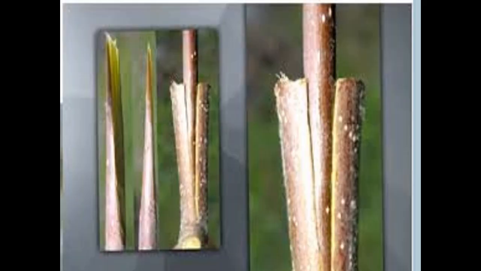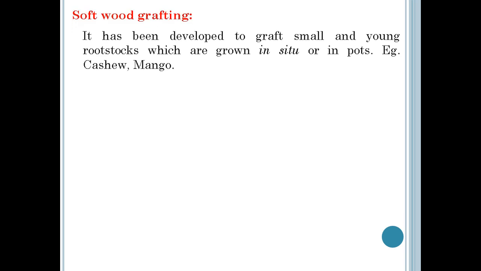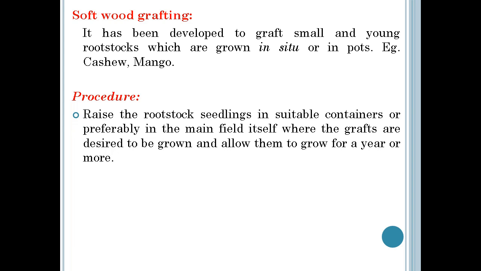Softwood grafting. It has been developed to graft small and young rootstocks which are grown in situ or in pots, for example cashew and mango. Procedure. Raise the rootstock seedlings in suitable containers or preferably in the main field itself where the grafts are desired to be grown and allow them to grow for a year or more.